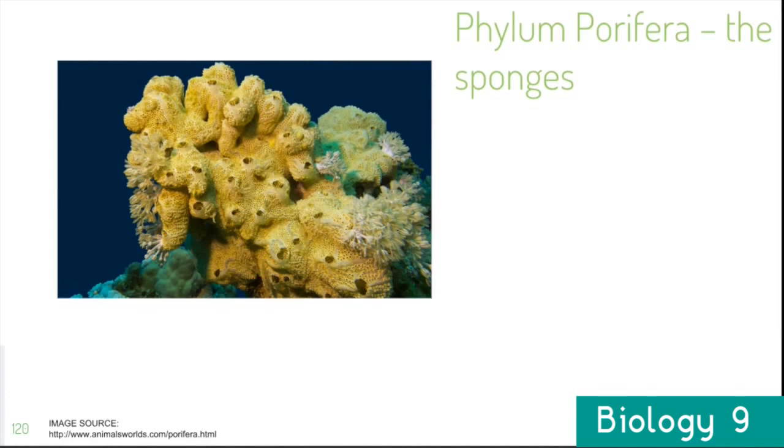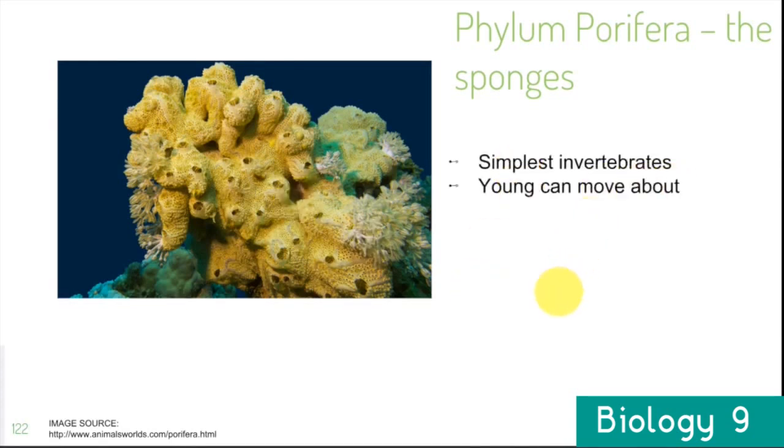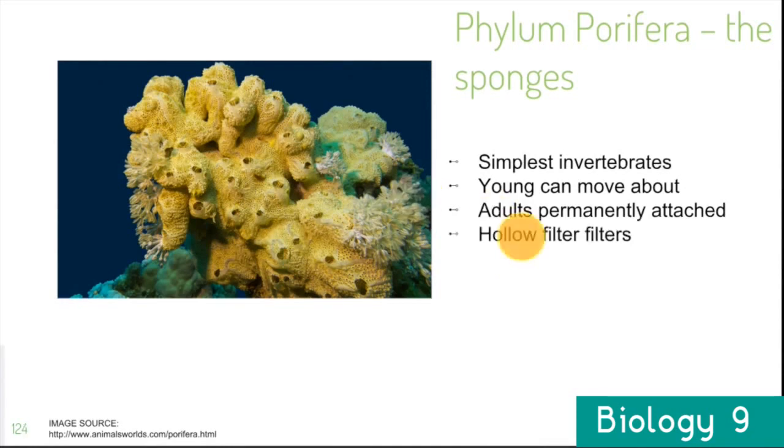The sponges, these are the most simple of invertebrates. The young ones can actually move around, and the adults are permanently attached to structures on the sea bed. They are hollow, and they filter feed through their body cavity, which is connected to the external environment through pores.